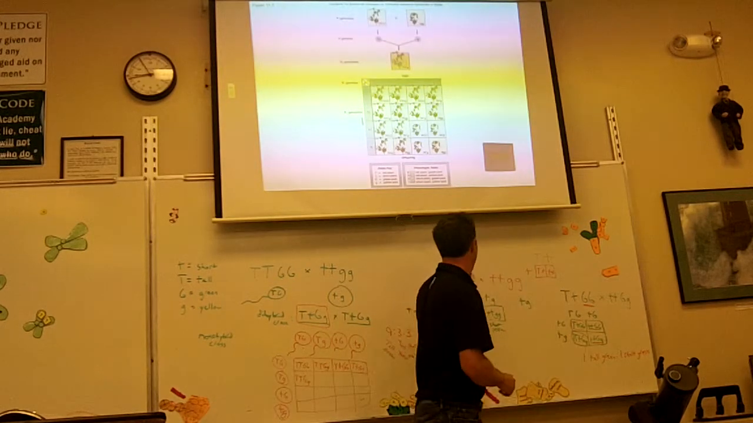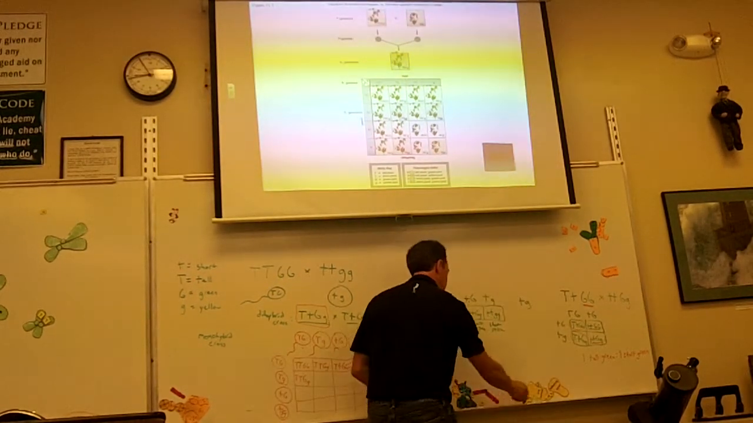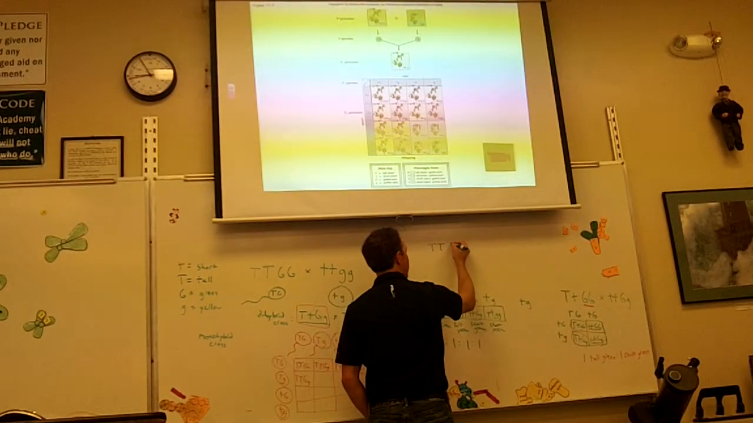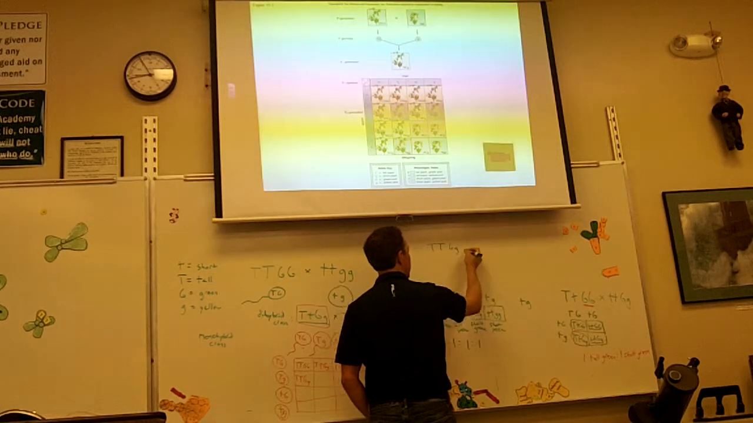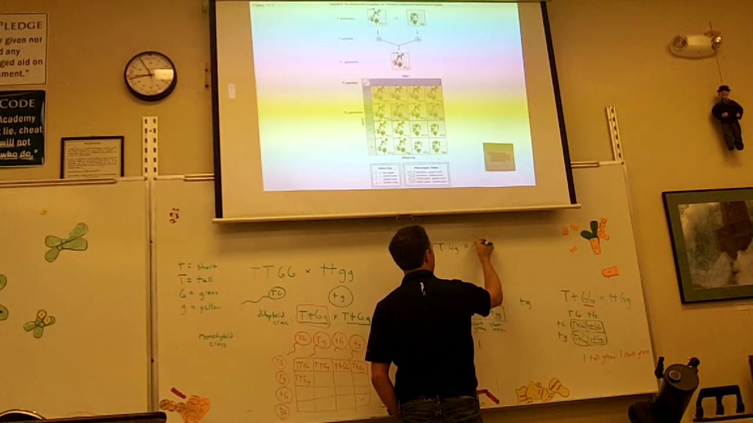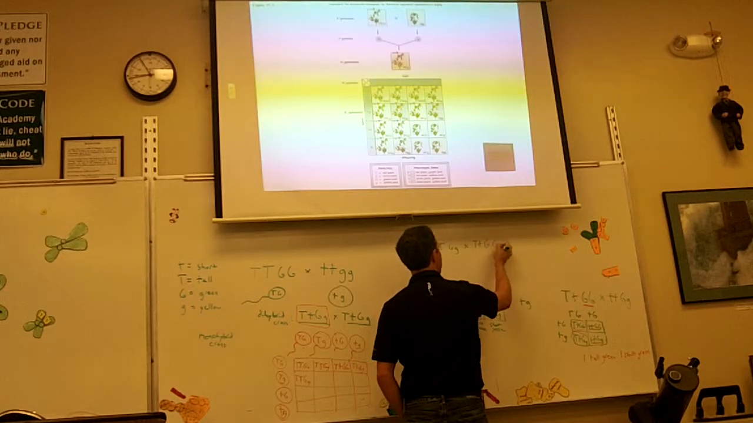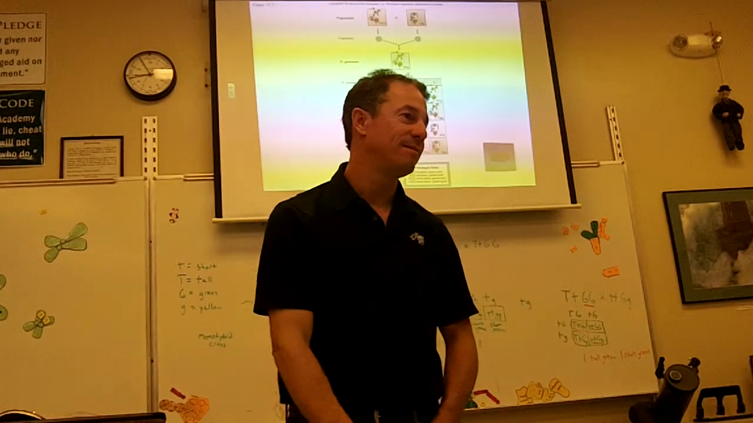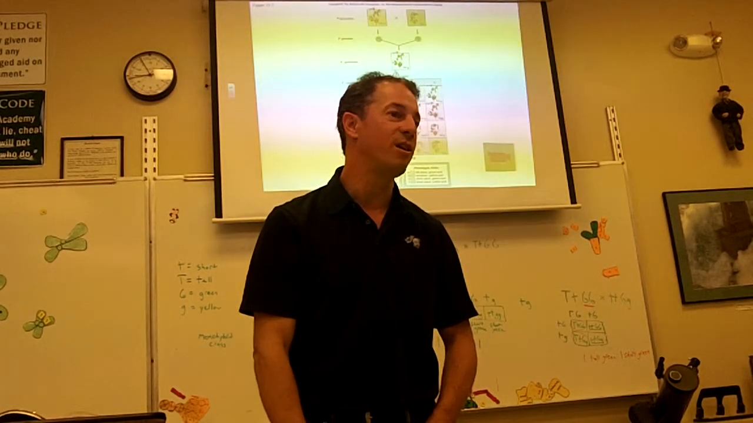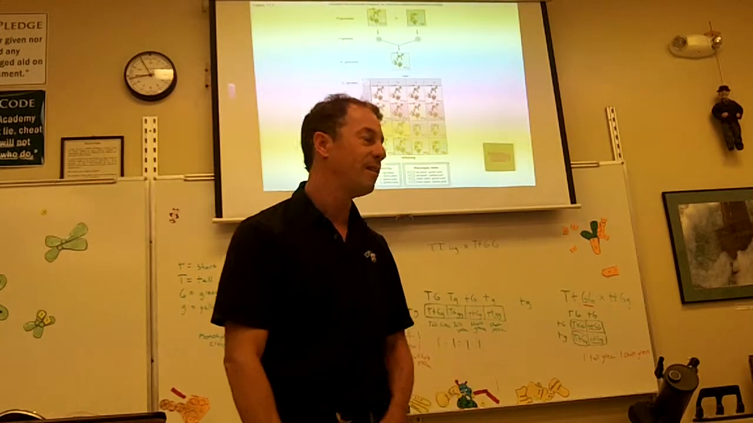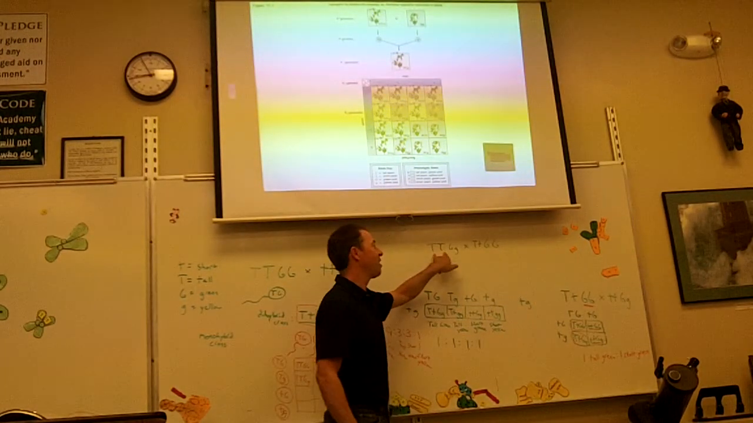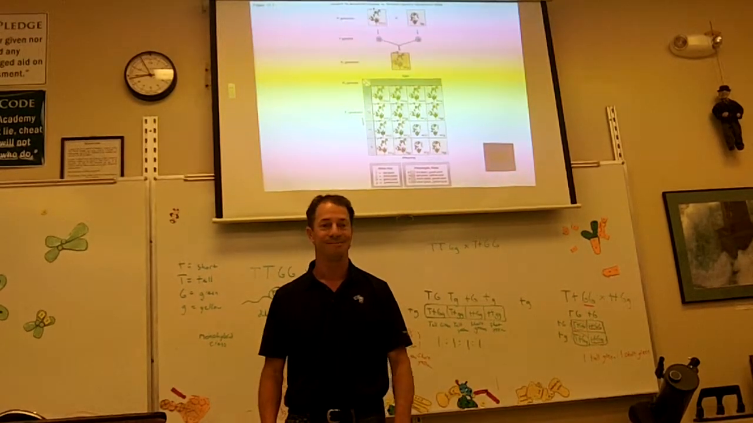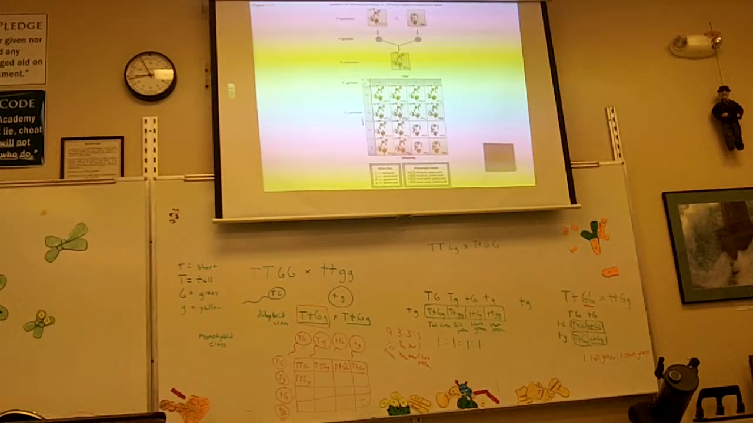So if I gave you this problem, you ready? Big T, big T, big G, little g, cross with big T, little t, big G, big G. Tall green. 100% tall green. You didn't even have to do anything. We have two talls over here, you know the kid's got to be tall. We got two greens over here, you know the kid's got to be green. You liking this?